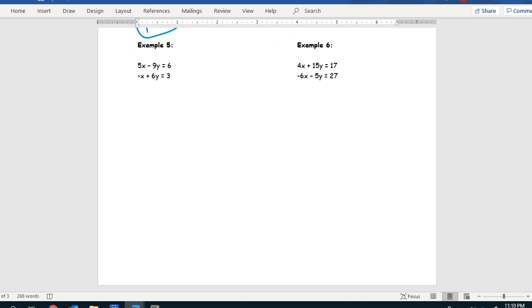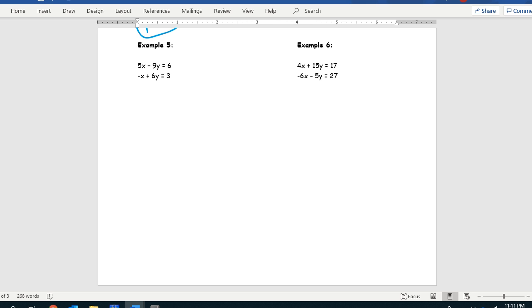So example 5, 5x minus 9y equals 6, and -x plus 6y equals 3. The x's, y's, and constants are lined up, so we're good to go there. Now we look at our coefficients, and this time we don't have the same number, opposite sign, or just the same number at all like we did on the previous two examples. So what we're going to have to do now is multiply one of the rows by a constant that will turn either the x coefficient or the y coefficient into the opposite of the x or y coefficient from the other equation. So can I turn a 1 into a 5? Yes, that's the easiest route to go here.